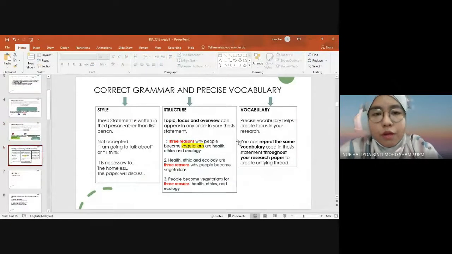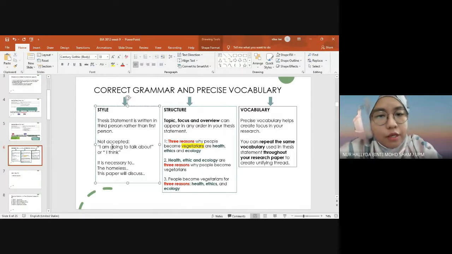When you write your thesis statement, make sure you pay attention to the style. Please avoid using the first person point of view. Use the third person point of view. For example, it is necessary to, or you refer back to the subject of your topic, the homeless, the people, the students, instead of using I think, or I'm going, or in my opinion.